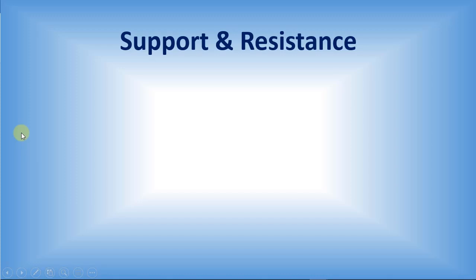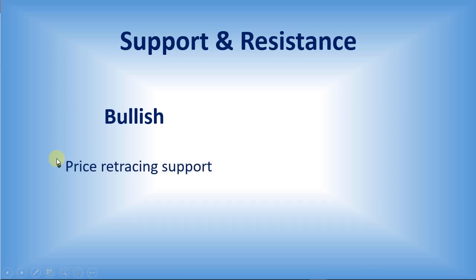So how do you use support and resistance in your trading? Number one, let's talk about the buying opportunities. If you see price hitting a support level and bouncing off of it, that's bullish. Typically, price will continue to rise until it reaches the next resistance level. So when you see price bouncing off support, that's a buying opportunity.